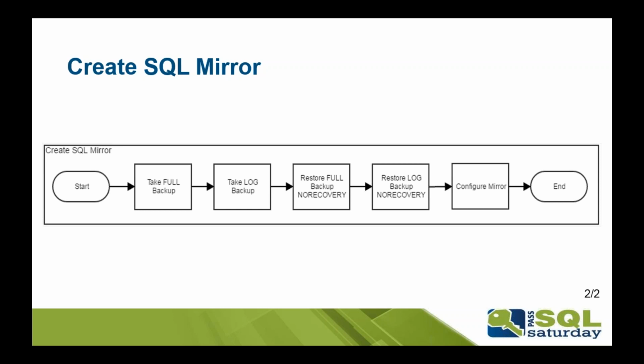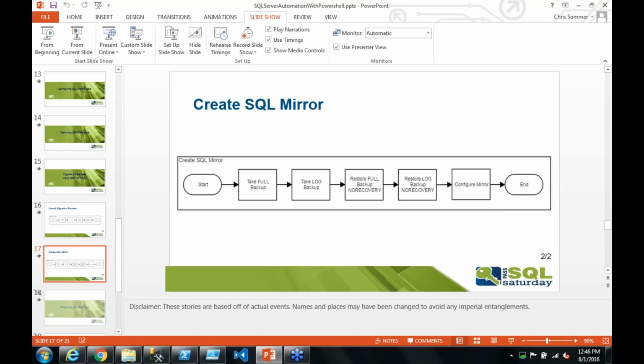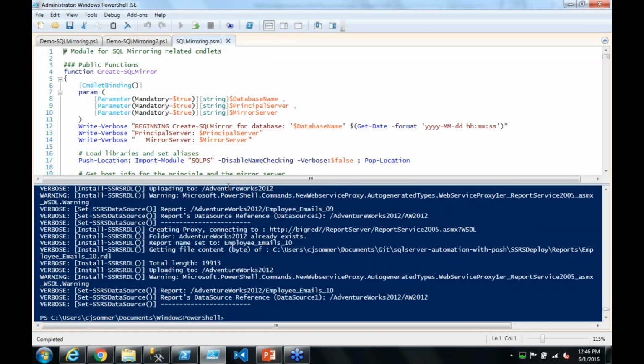So this is the create the SQL mirror process, and I'll show you the commandlet in a second. We would take a full backup. We'd take the transaction log backup. We would restore both of those on the new server that we were going to, restore all the logs with no recovery, and configure our mirror. And at the end of that process, we would have a configured SQL mirror. And then we'd go back and do the rest of it. So I think we're at 12:46 now. Let me just jump right into the demos for this.